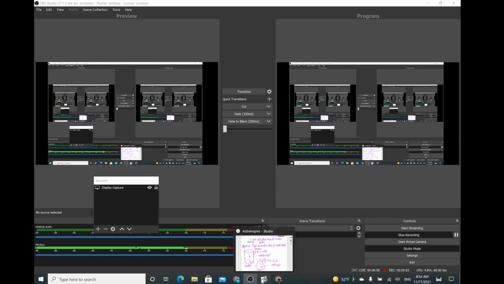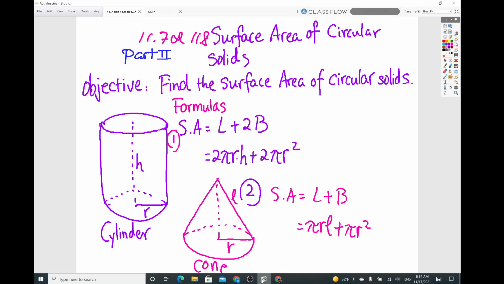So, Mr. Chen again. Today I would like to talk about the continuation of Unit 11: 11.7 and 11.8 from Big Ideas Geometry, the surface area of circular solids. This one is part 2 of those two sections. The objective for the lesson today: find the surface area of circular solids.